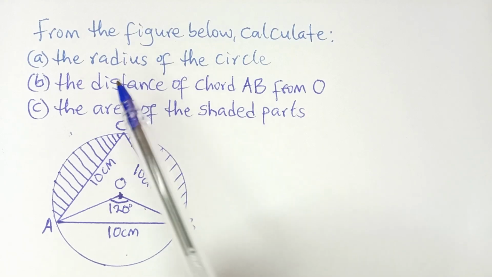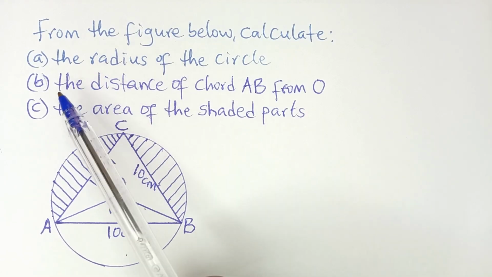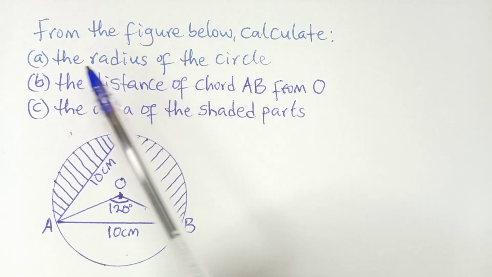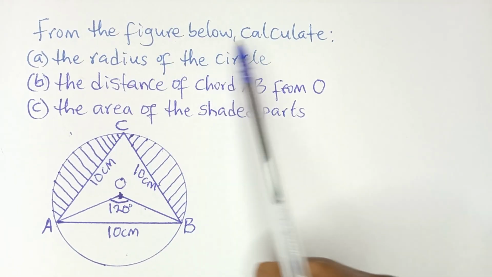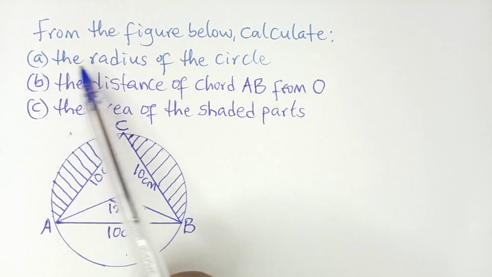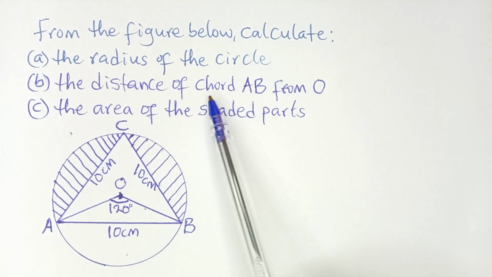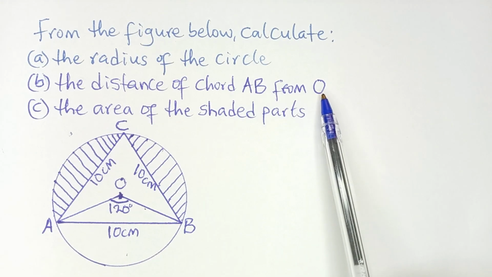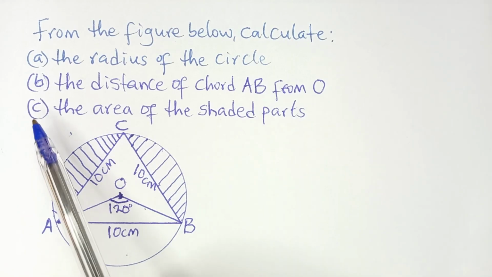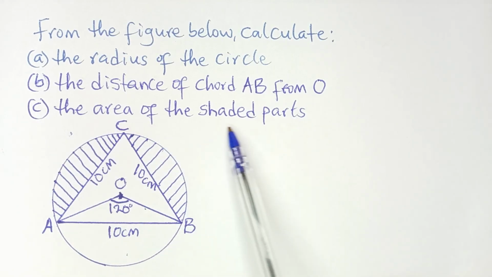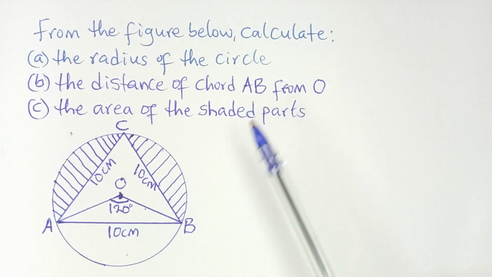Hello, let us look at this circle geometry question. It says from the figure below, calculate the radius of the circle. B, the distance of chord AB from O, that's the center of the circle. And C, the area of the shaded parts.